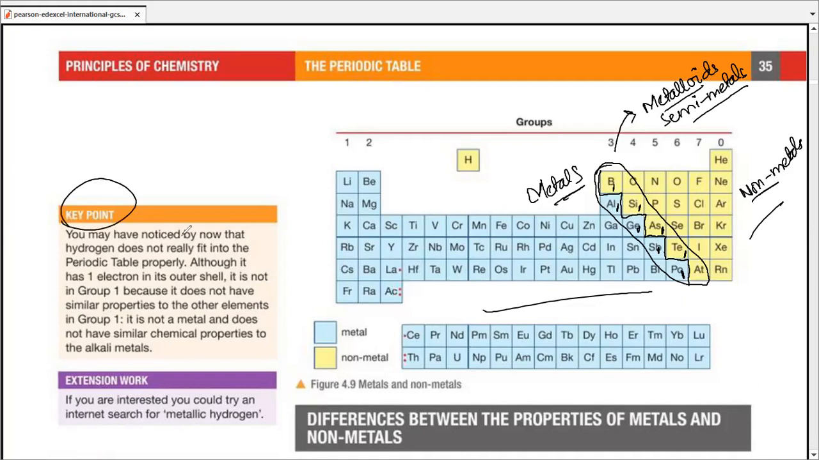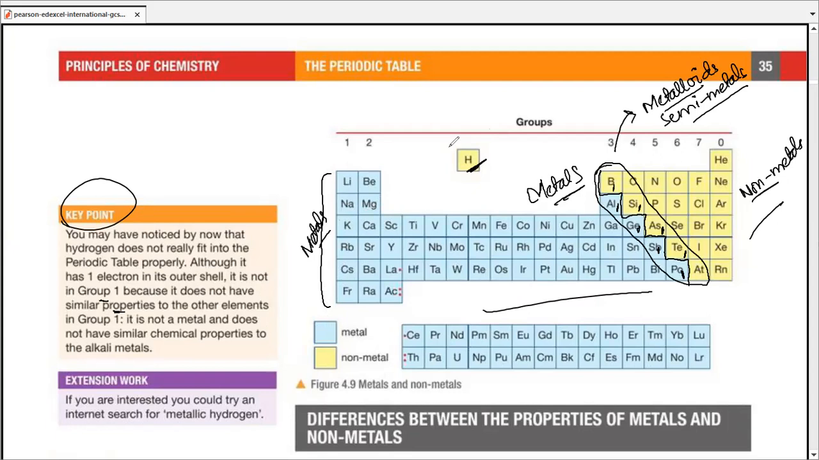Now, a key point, you might have noticed by now that hydrogen does not really fit into the periodic table properly. Although it has one electron in its outermost shell, it's not in group 1 because it does not have similar properties to group 1. It does lose one electron like group 1 elements do, but the chemical properties are completely different. Hydrogen is a non-metal. All of these are metals to begin with. So that's a huge difference to start.